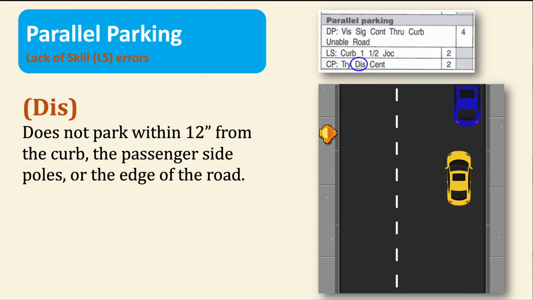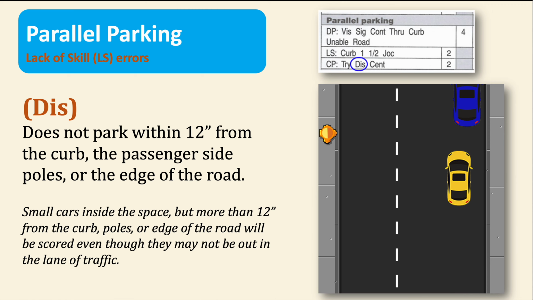Distance. After they're done with the maneuver, they've parked the car. They did not park within 12 inches from the curb, the passenger side poles, or the edge of the road. Now, if they back up in the beginning, right next to the blue car, and they park it up there, it's not properly parked because they're not within the space. Don't score distance, score this as unable.